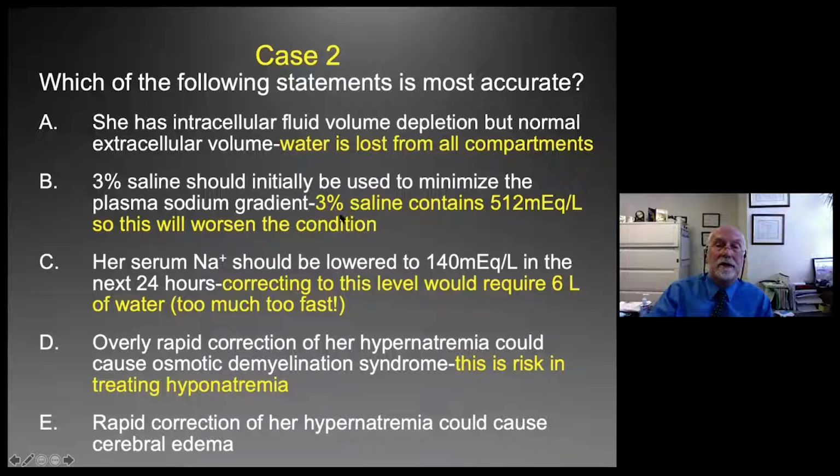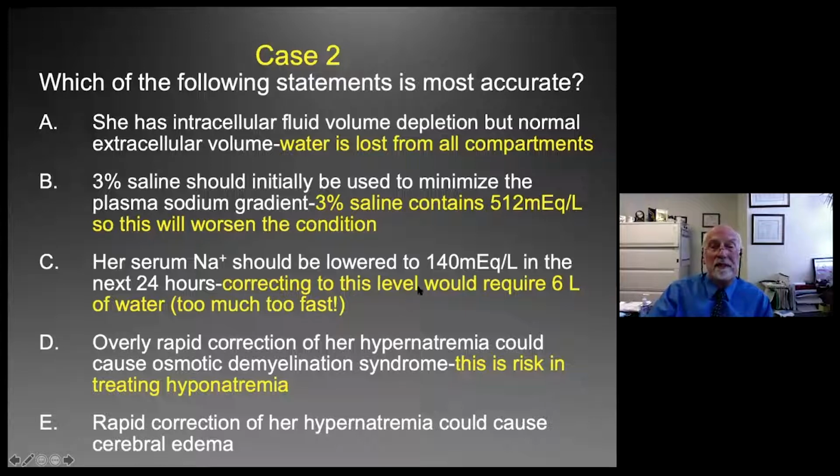3% saline could be used, but what would that do? That has a gradient of 512 milliequivalents. So we would still worsen her hypernatremia, and you would not want to choose that. What she needs is water to dilute down her sodium, not more salt, and we're not as worried about this gradient, and this would not be appropriate either.